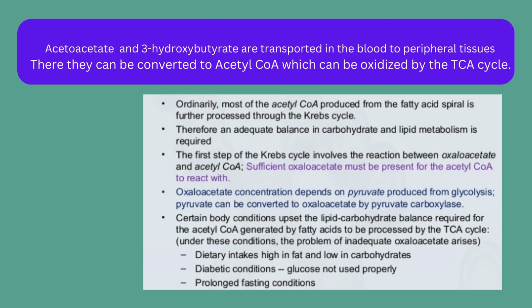Certain body conditions upset the lipid-carbohydrate balance required for the acetyl CoA generated by fatty acids to be processed by the TCA cycle. Under these conditions, the problem of inadequate oxaloacetate arises, such as dietary intakes high in fat and low in carbohydrates, diabetic conditions where glucose is not used properly, and prolonged fasting conditions. When oxaloacetate supplies are too low for all acetyl CoA to be processed through the TCA cycle, ketogenesis takes place, where excess acetyl CoA is converted into ketone bodies.